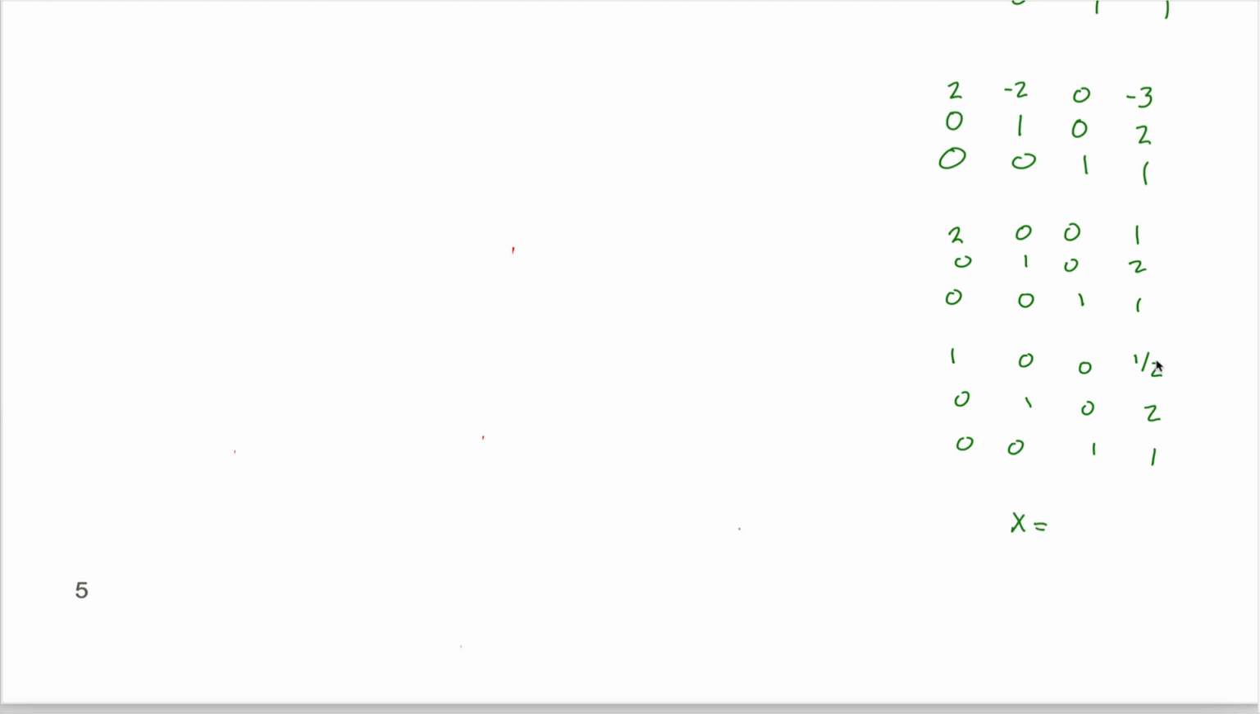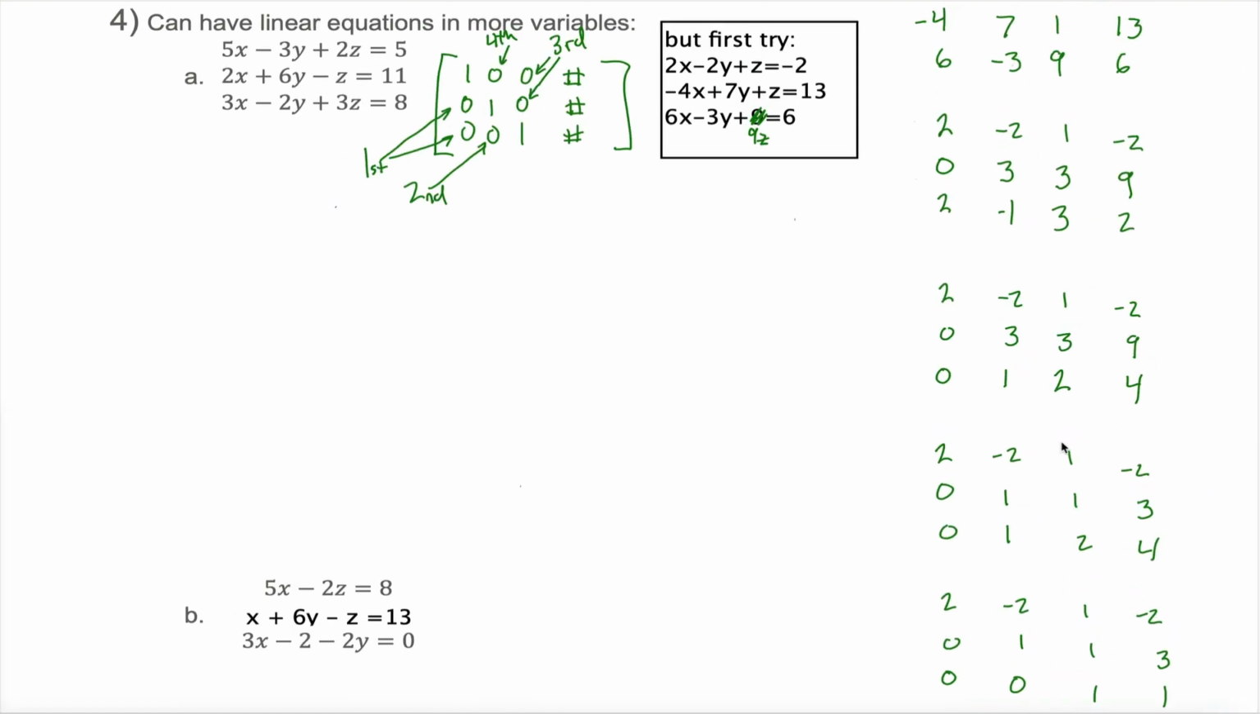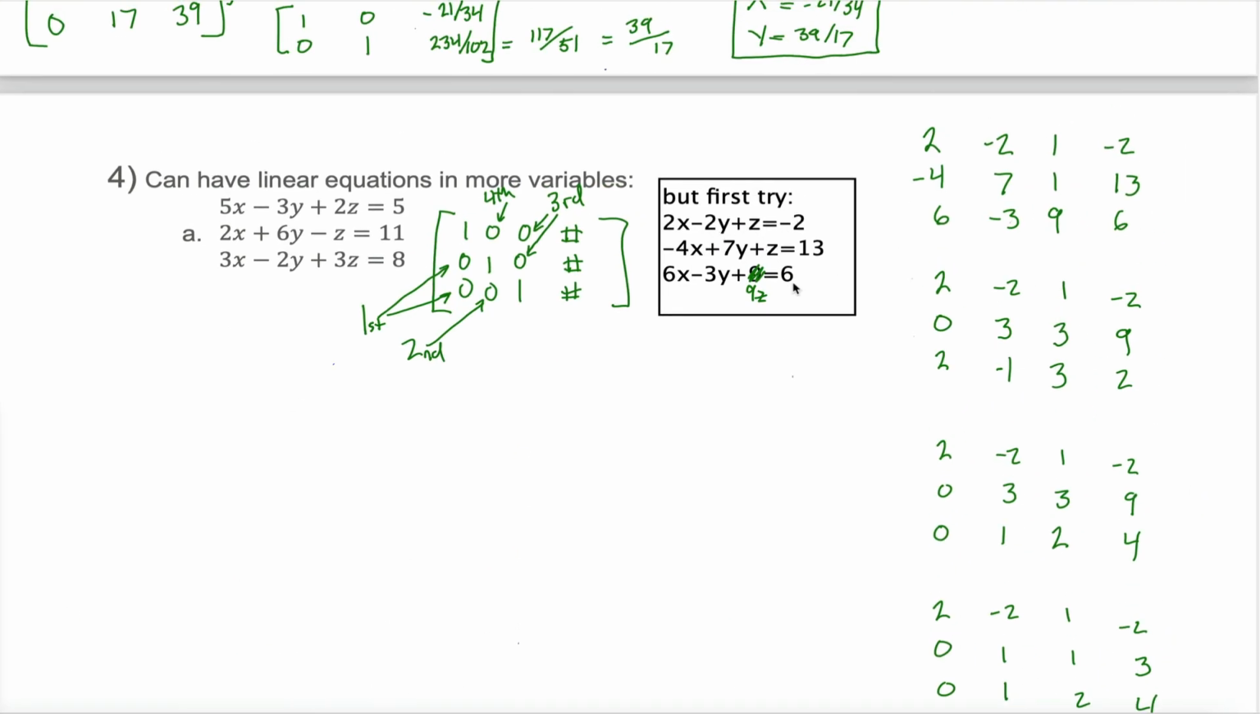The solution to x is the value in this top right-hand corner, 1/2. The solution to y is the value on the far right of the second row, so 2. And the solution to z is the value on the far right of the bottom row, +1. 1/2, 2, and 1 should satisfy all 3 of these equations. You can double check them if you want. Maybe I'll just check one of them.